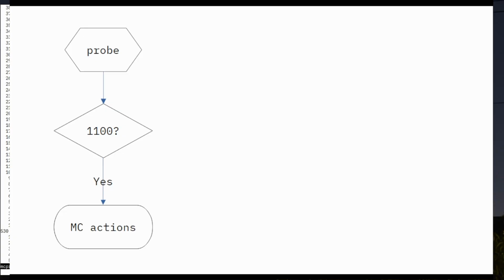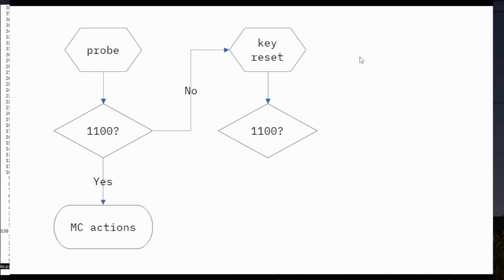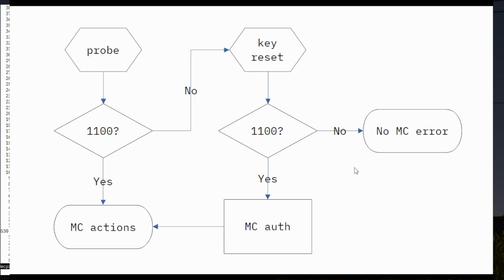If not, then next you will try the key reset command. If you get an 1100 result, the memory card is present and you can start the auth process. And once that completes, you have memory card access. You can do memory card actions, right? If not, there is no memory card present, or there's some other error occurring, like bad communications, corrupting communications, anything like that. And you should just show an error that there's inability to access the memory card.